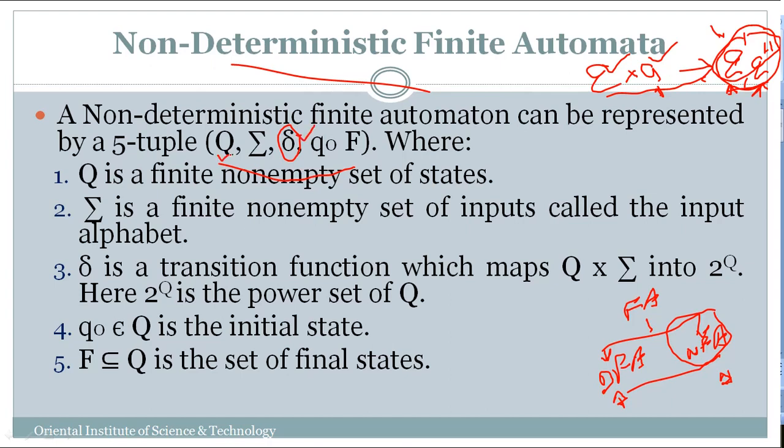Q is the set of states, sigma is the set of input alphabet, Q naught is the initial state and F is the set of final states. Delta is the transition function. Here is the definition of the delta function. That means on a state getting some input, we can reach 2 to the power Q. What is 2 to the power Q here? 2 to the power Q is nothing but the power set of Q.